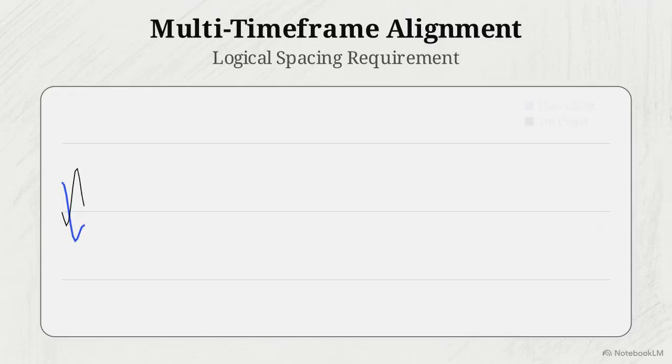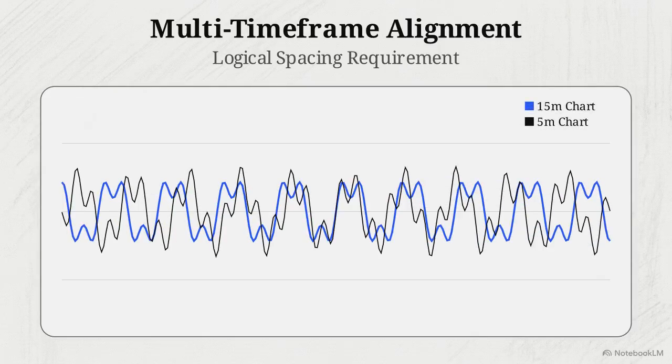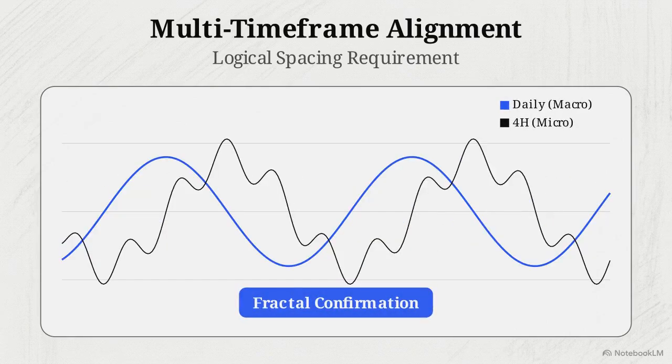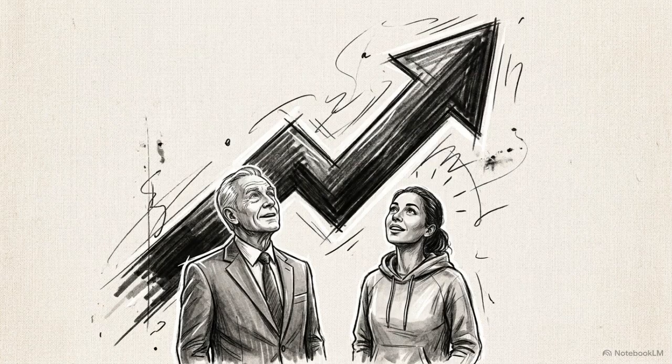You also need logical spacing between those timeframes. Using charts that are too close together, like a 5-minute and a 15-minute chart, creates overlapping noise rather than giving you true fractal confirmation. Enforcing this top-down alignment ensures you only allocate attention to assets where both long-term investors and short-term speculators agree on the directional bias.